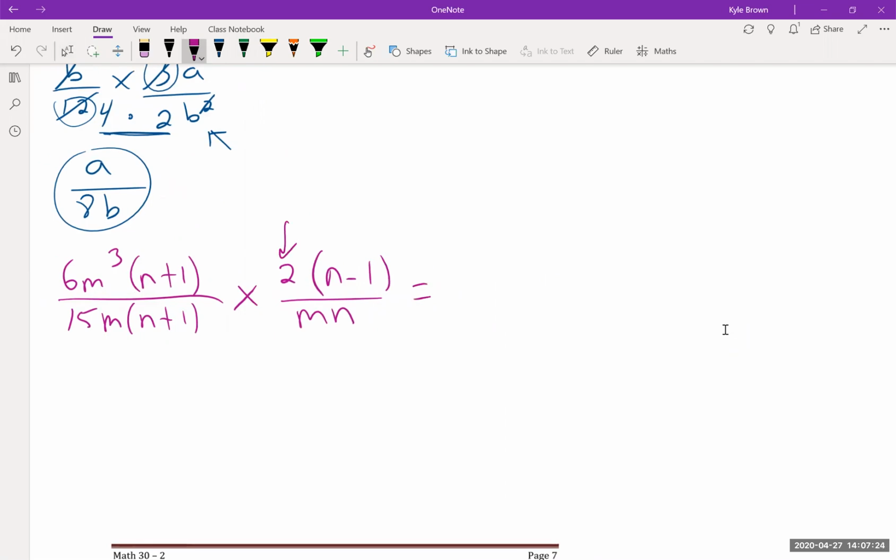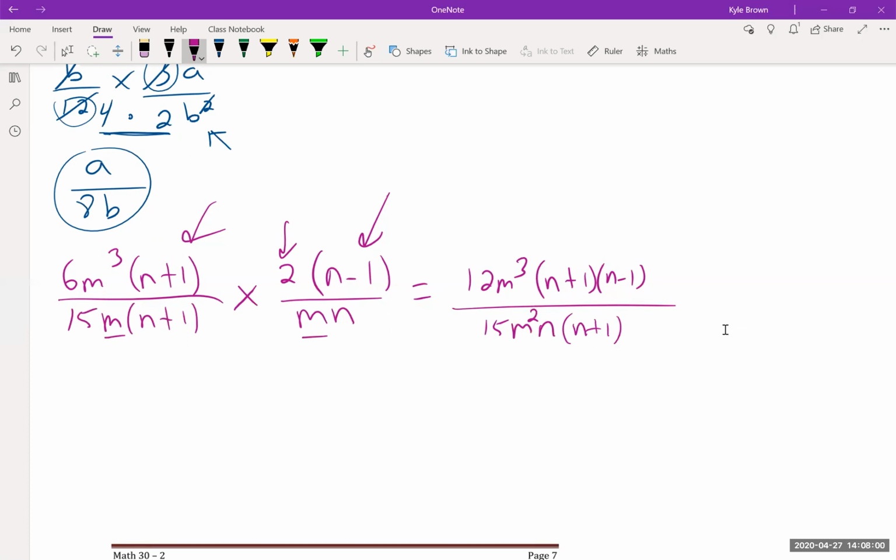I could just multiply the 2 and the 6 right now. So that'd be 12m cubed times n plus 1 and then n minus 1. That's just all the stuff on both sides sandwiched together, over. And then on the bottom, we'd have 15m, and there was m times m, so we could say that was m squared. And then we still had an n, and we had an n plus 1.